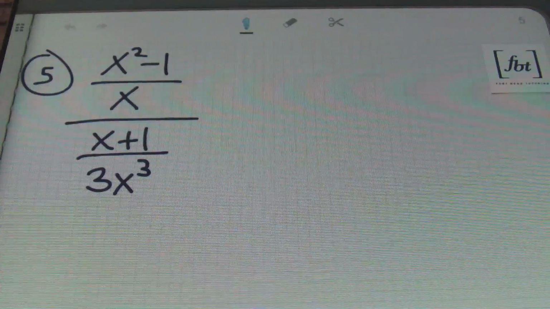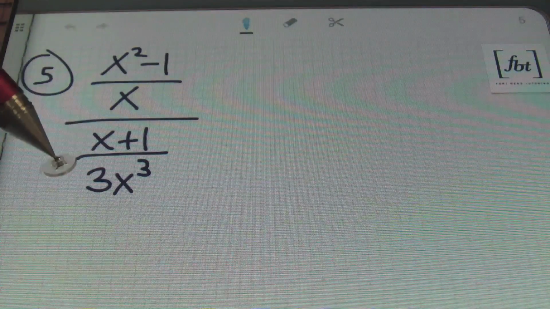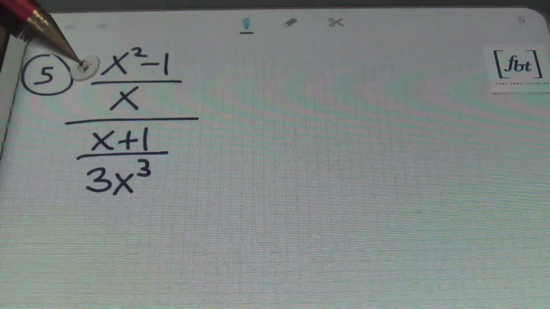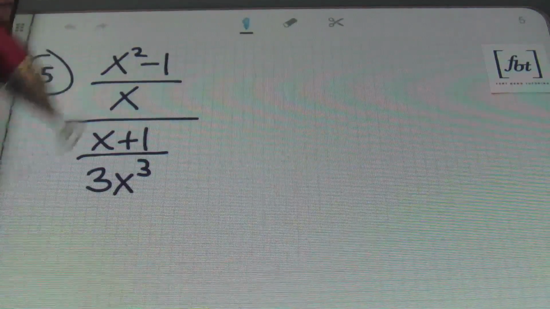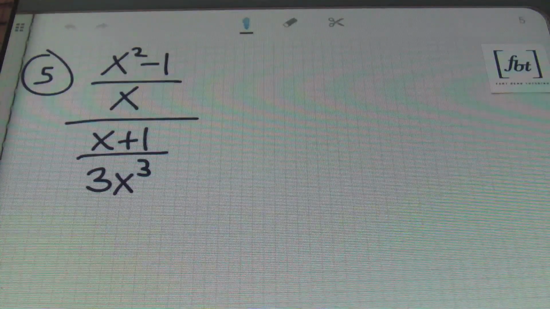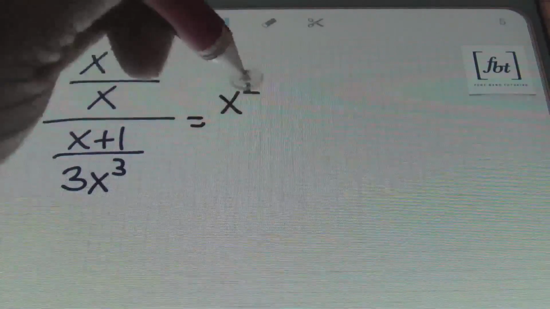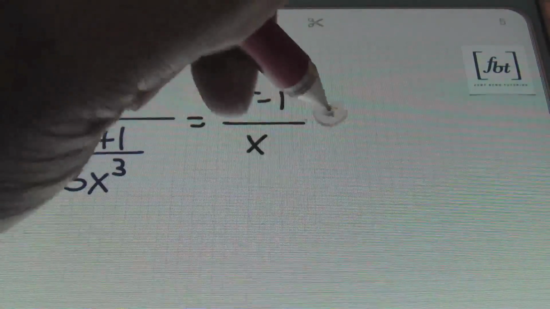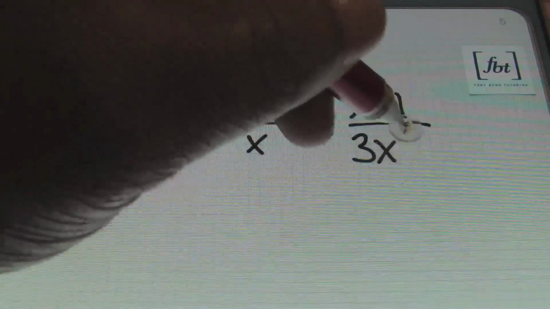We have our next problem. Problem number 5. Here we have x squared minus 1 over x divided by x plus 1 over 3x cubed. Notice how once again we have one fraction divided by another fraction. Anytime you have this format, you can simply rewrite the problem as a division problem between fractions. So I have it rewritten as x squared minus 1 over x divided by x plus 1 over 3x cubed.